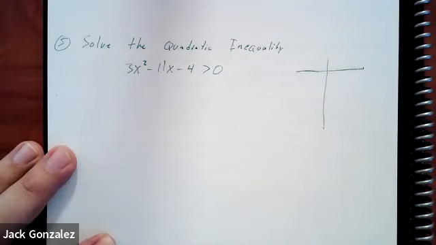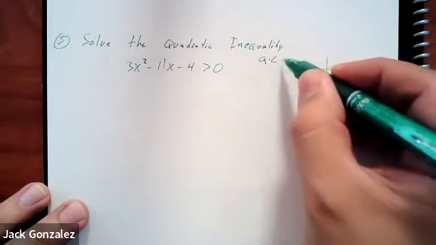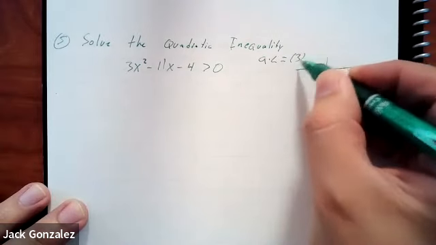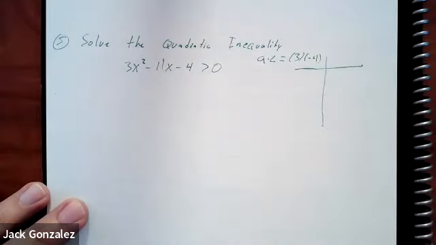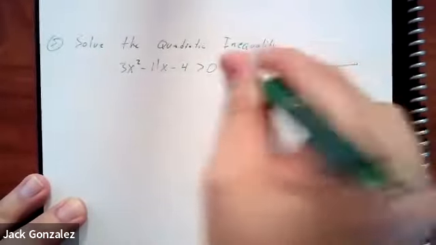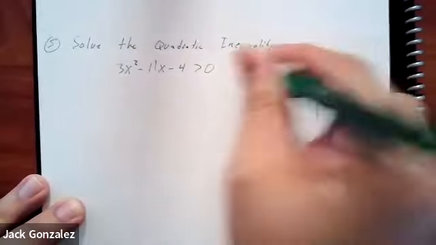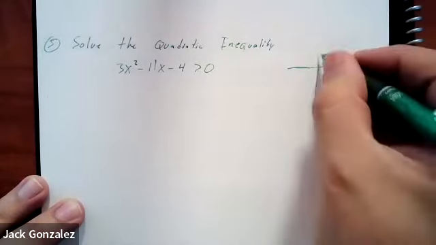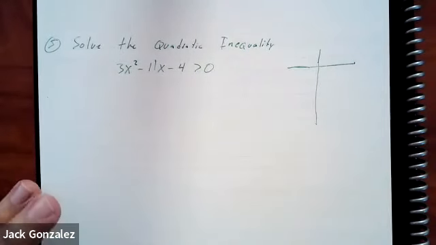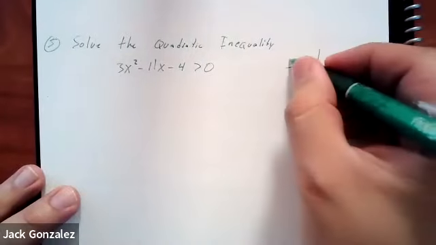Okay, so AC method. So A times C is negative 12, right?